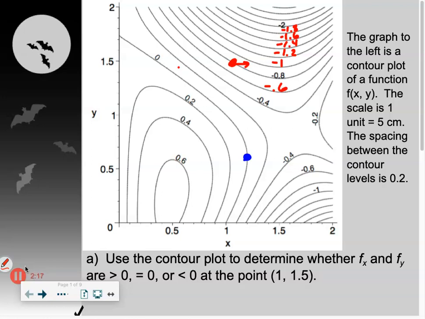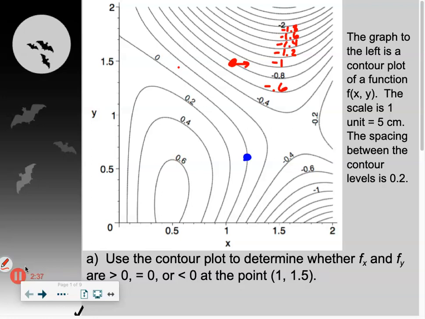So it's negative because it's getting closer to the negative 1, because your z values in this direction are going down. Now, if we were here, it'd be positive because the next z value over is higher, so we're actually going up.